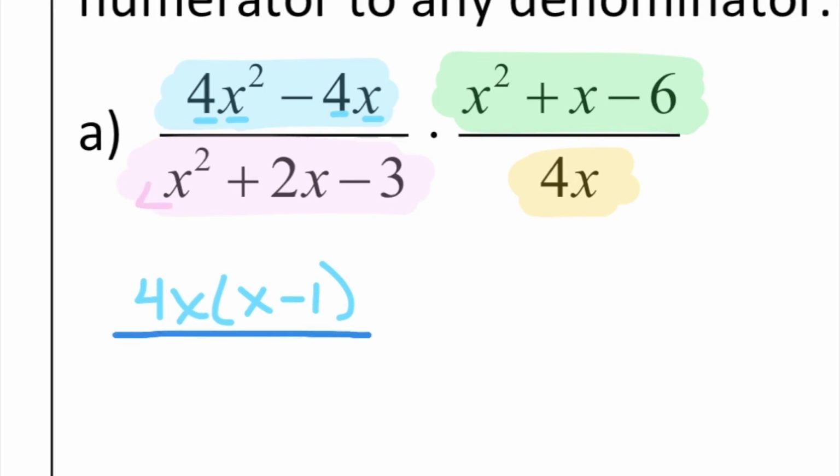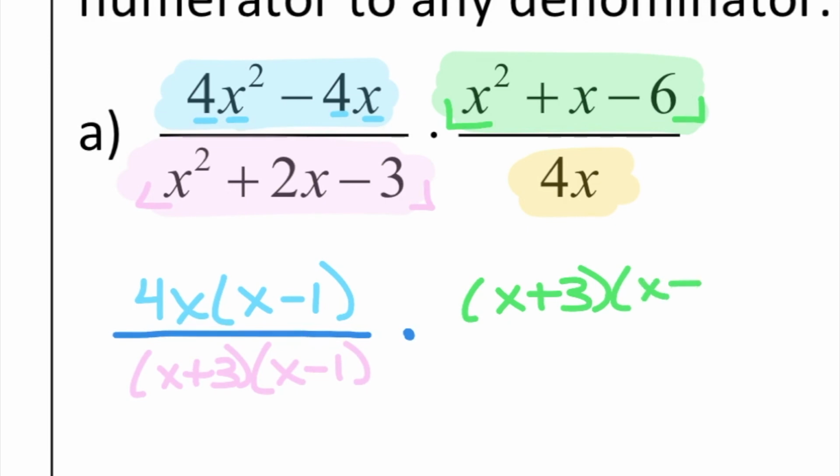And then in the first denominator, that polynomial, this is one of those places where you want to pause if you need to, real quick, and factor that yourself. And you should get x plus 3 times x minus 1. And then in the second numerator, again, pause it real quick, factor that, and then come back, and you should get x plus 3 times x minus 2.